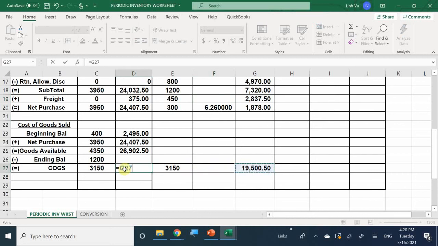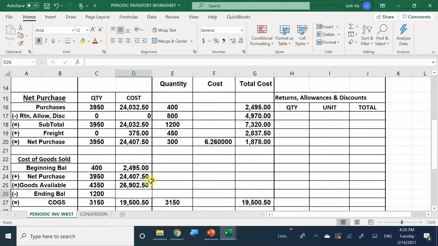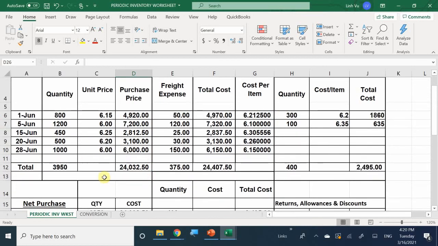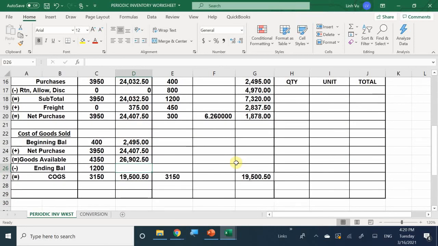We can just copy this over. And then how do we solve for our ending inventory? So how many batches do we still have left? We still have 1,200, right? 200 from this batch and 1,000 from the last batch. You can calculate it per item if you'd like to solve for the ending inventory. But in this case, I'm going to simplify it and just go straight forward: this is what I have available, this is what I sold, so therefore I should have $7,402 left remaining.